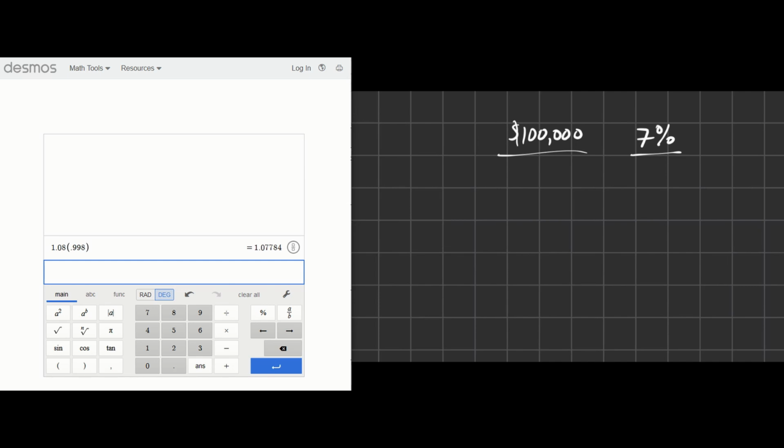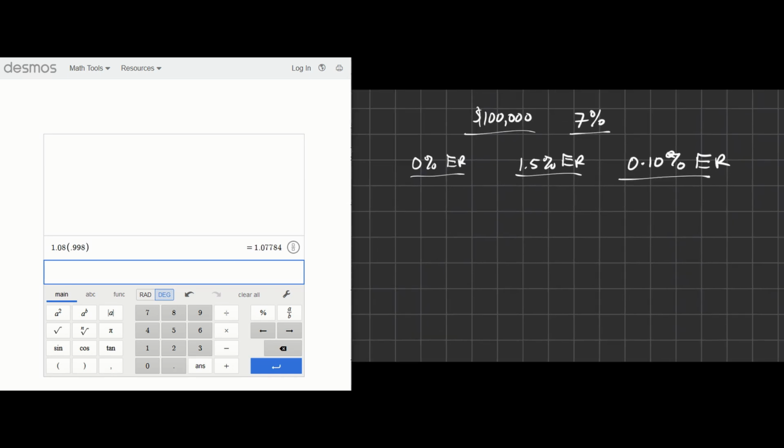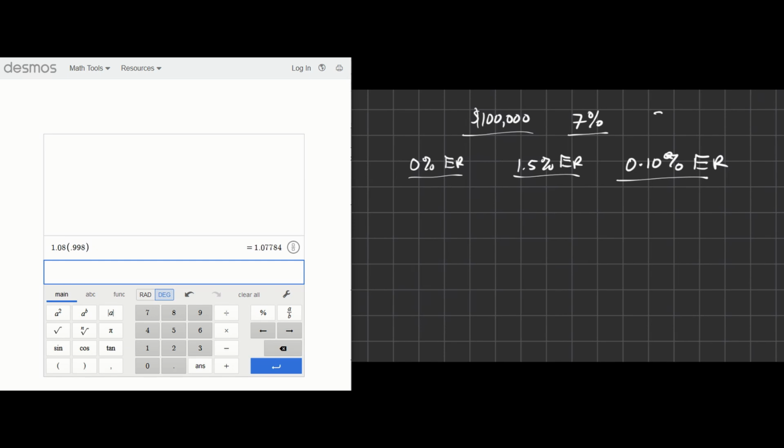All right, so let's run it with a 0% expense ratio versus a 1.5% expense ratio. That's pretty high, but maybe you're paying some manager that. And then let's run it versus an index fund expense ratio, let's do 10 basis points, something super cheap. Maybe like a total stock market fund or something like that. So we can actually see how this tracks. Let's give it 30 years.